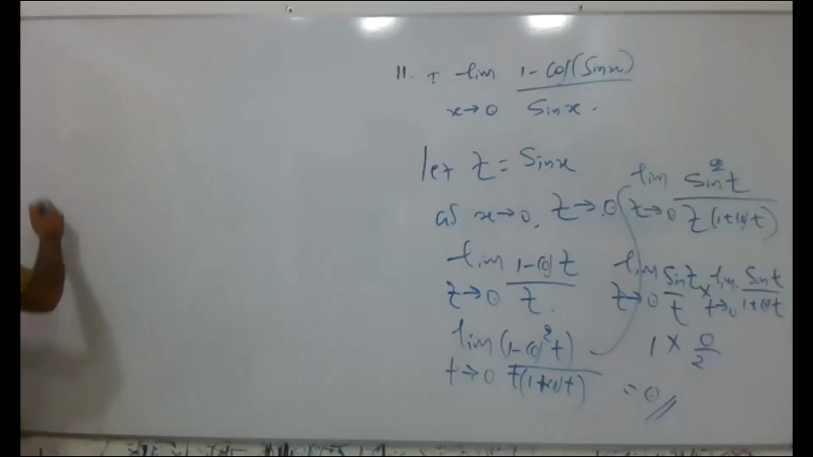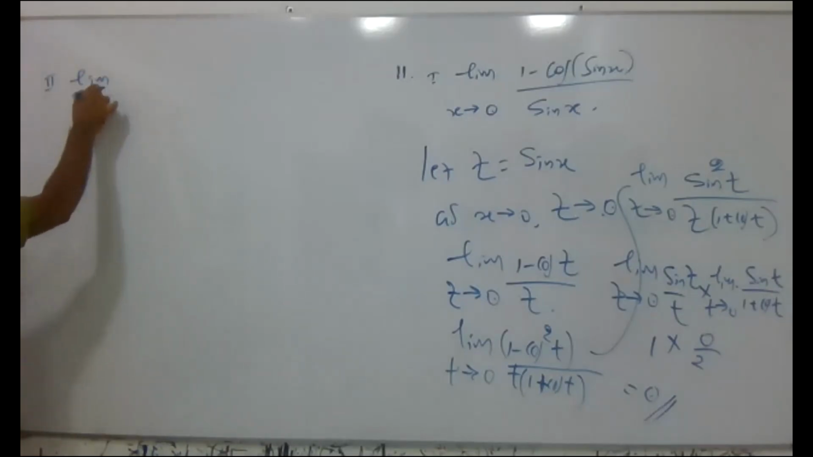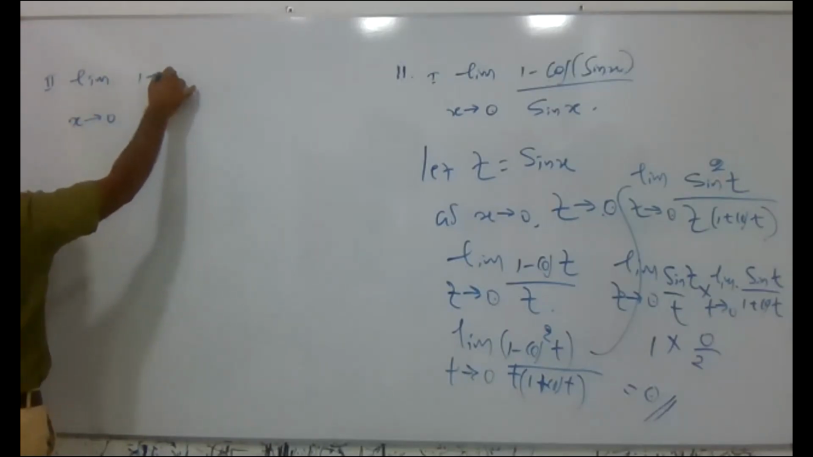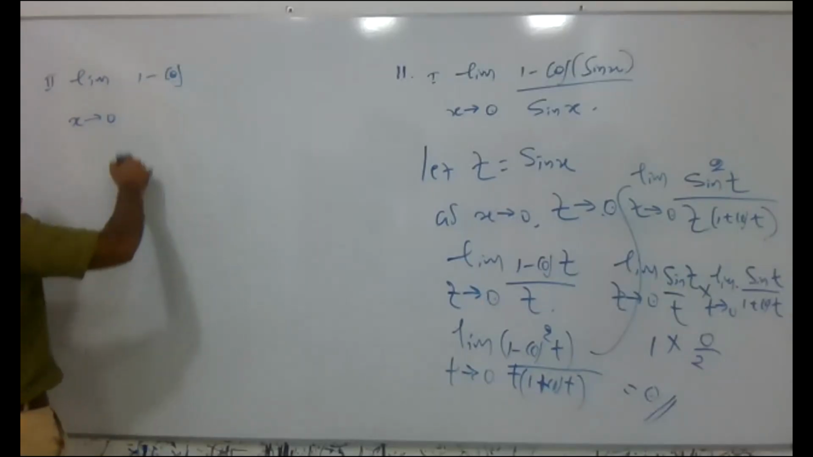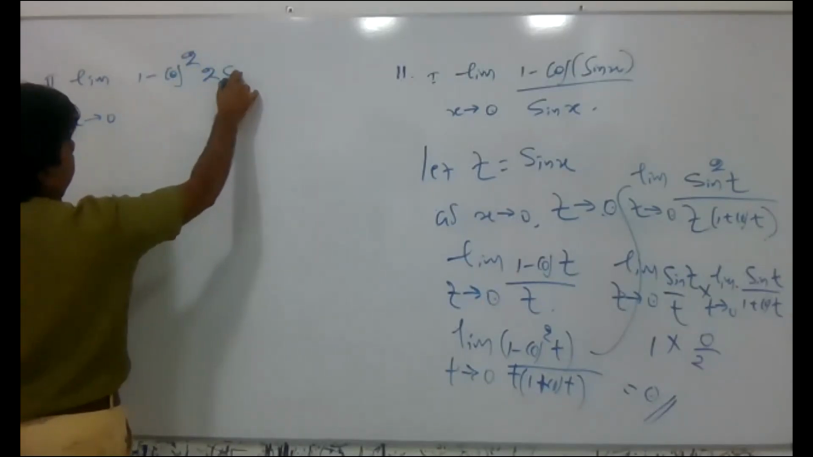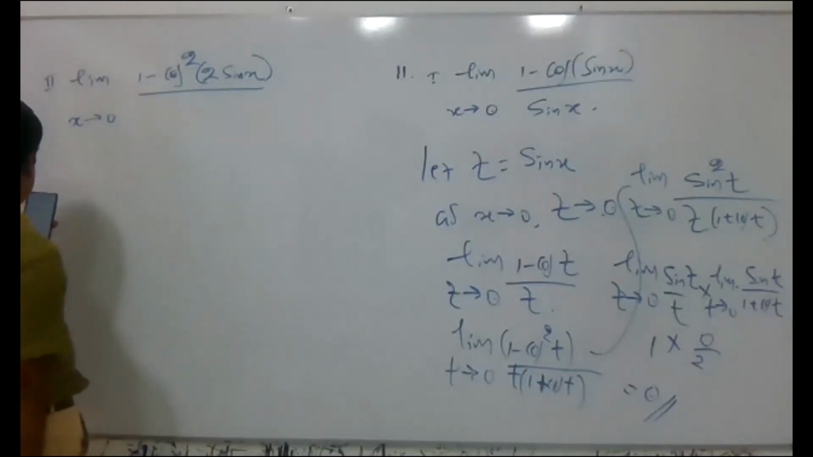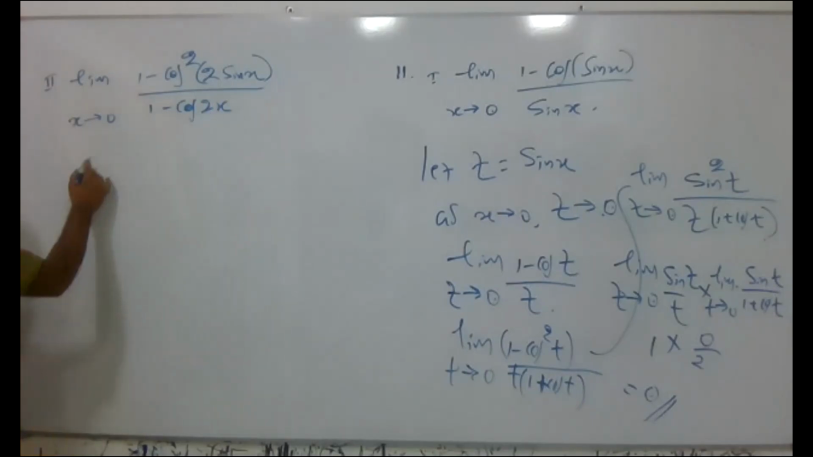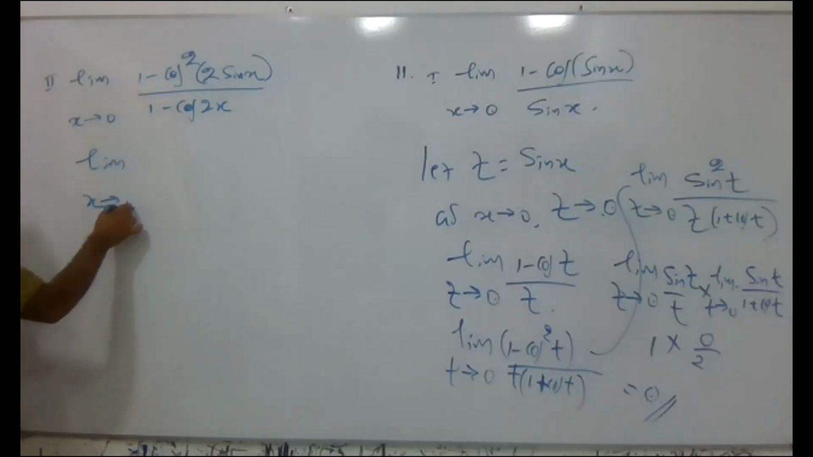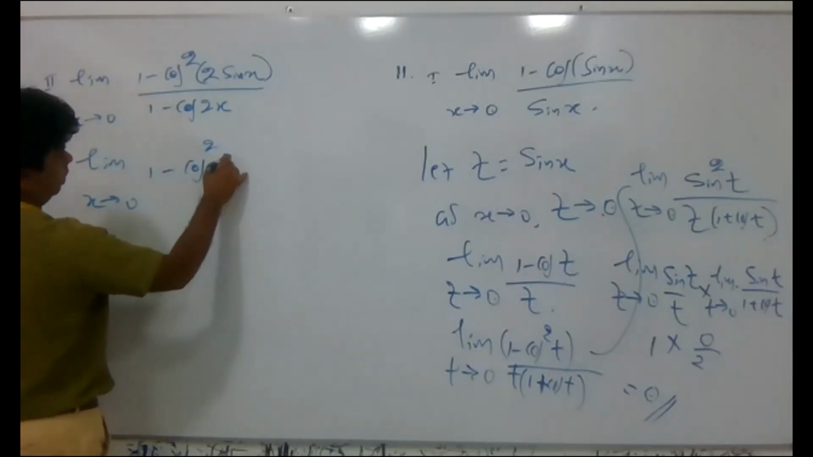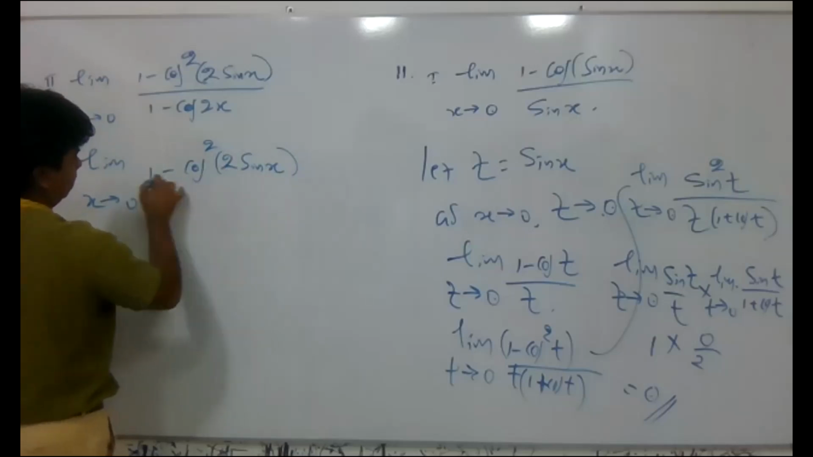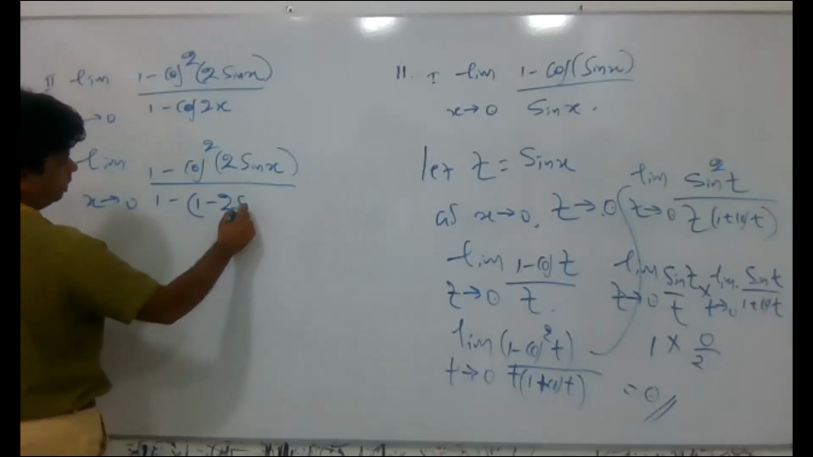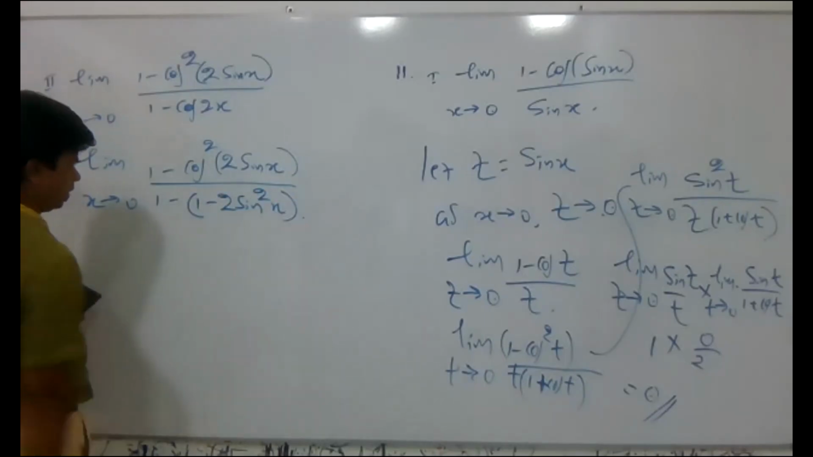Then see in the second part: limit x goes to 0, (1 minus cos squared 2 sin x) divided by (1 minus cos 2x). Actually, this is very simple. First, you can rearrange like this: (1 minus cos squared 2 sin x) divided by, I write here the half angle formula with sine, (2 sine squared x).